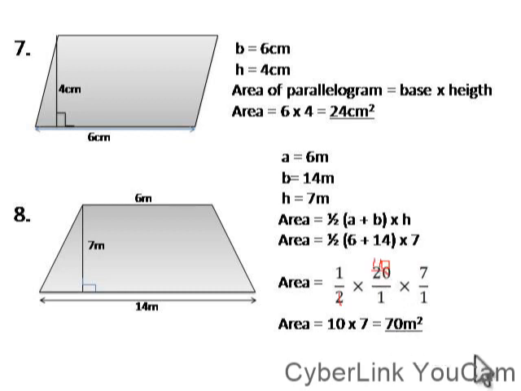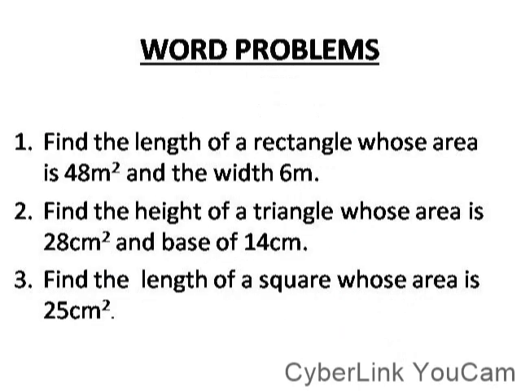Now let's quickly move to word problems. Word problems on area. The first question here says find the length of a rectangle whose area is 48 meters square and the width is given as 6 meters. In this case, they have given us the width and they have given us the area, and we're asked to find the length.